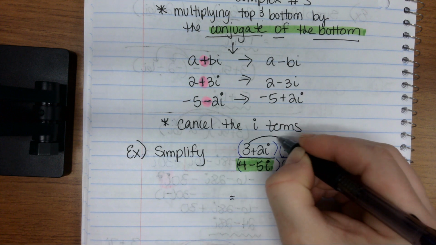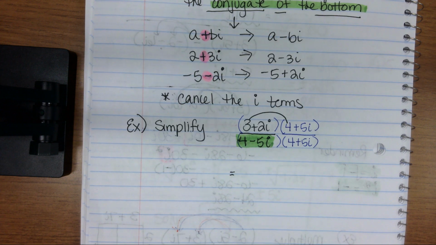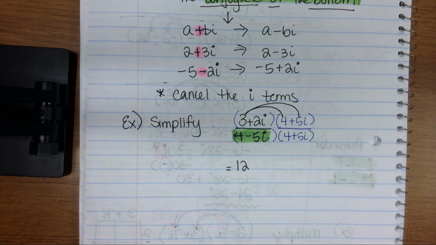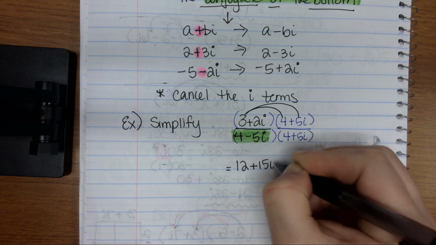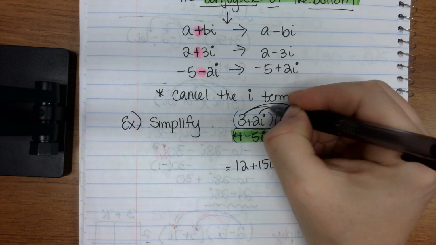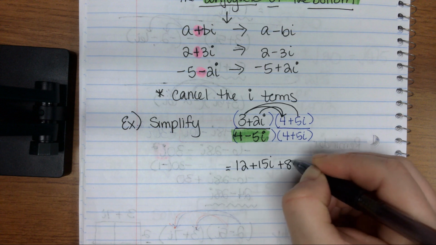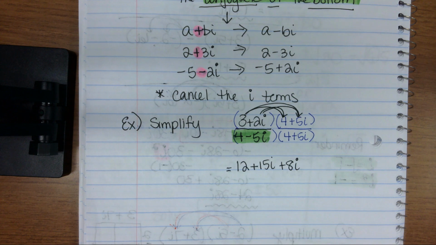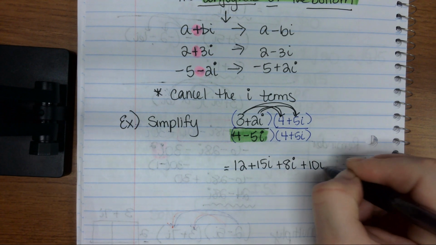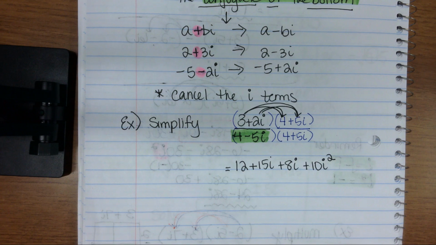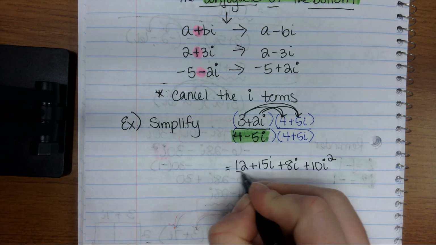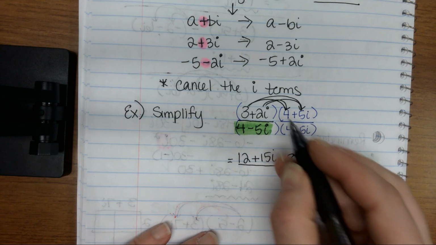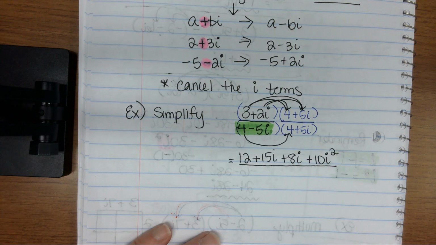On the top, I have 3 times 4, which gives me a 12. I have 3 times 5i, which gives me 15i. I have 2i times 4, which gives me 8i. I have 2i times 5i, which gives me plus 10i squared. I'll simplify that in a sec. On the bottom, what's 4 times 4? 16.